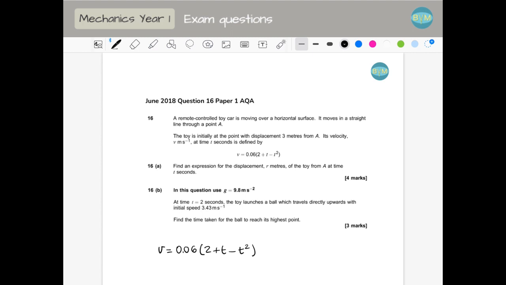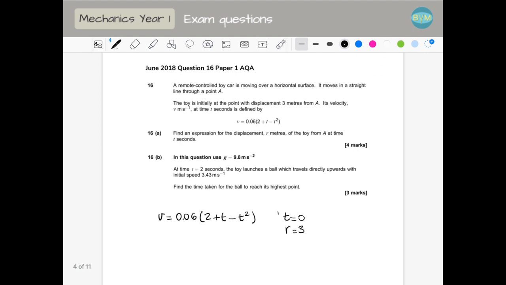And we know that when t is 0, so initially, the displacement, they call it r in this equation, so r is 3 meters. They ask, find an expression for displacement r in meters of the toy from A at time t seconds.